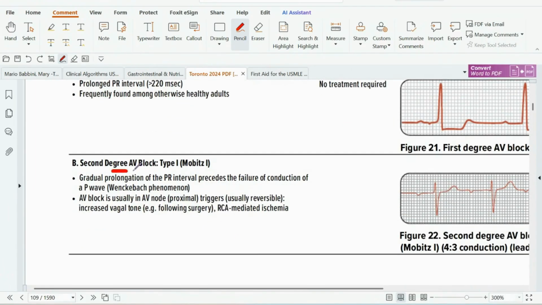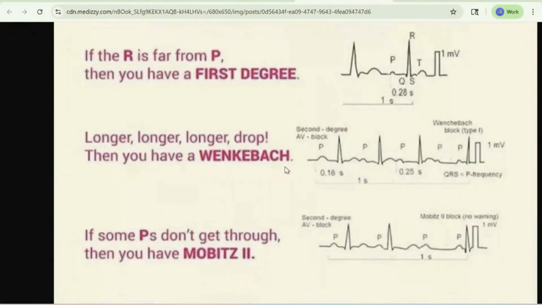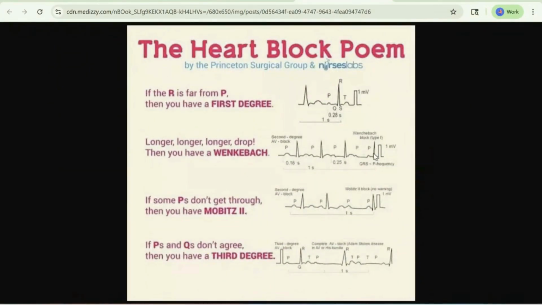Next comes the second degree AV block. Let's go in further into the poem. Take a screenshot of this, by the way. Keep it with you. Make sure you visit it often, otherwise you will forget it. Longer drop, then you have Wenckebach.